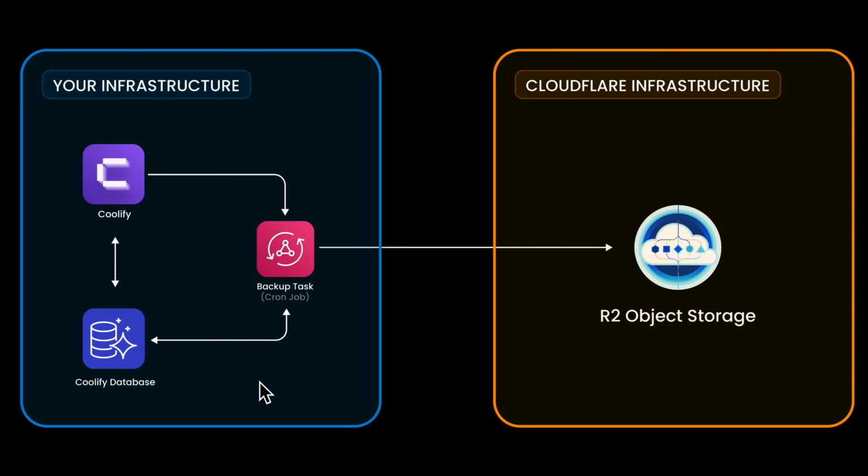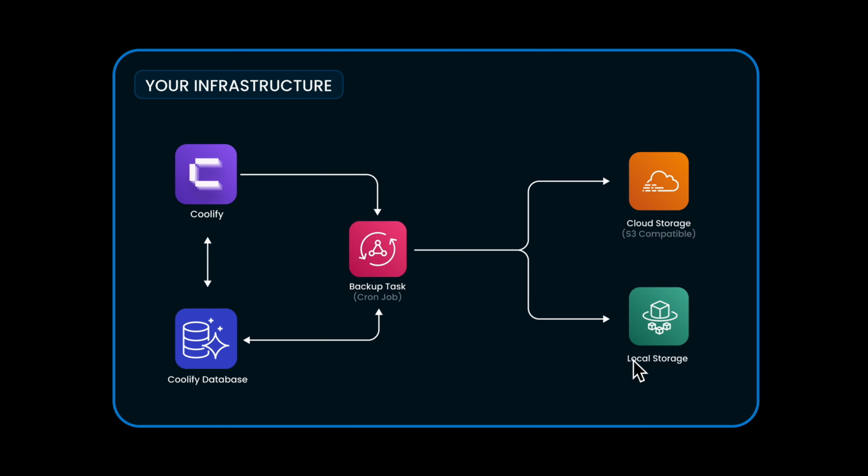There are two types of backups on Coolify: local backups and S3 storage backups. Local backups are stored on the server where Coolify is running. S3 storage backups are stored on the S3-compatible storage you connect to Coolify. Coolify supports most of the S3 providers like Hetzner Object Storage, Cloudflare R2, and many others.